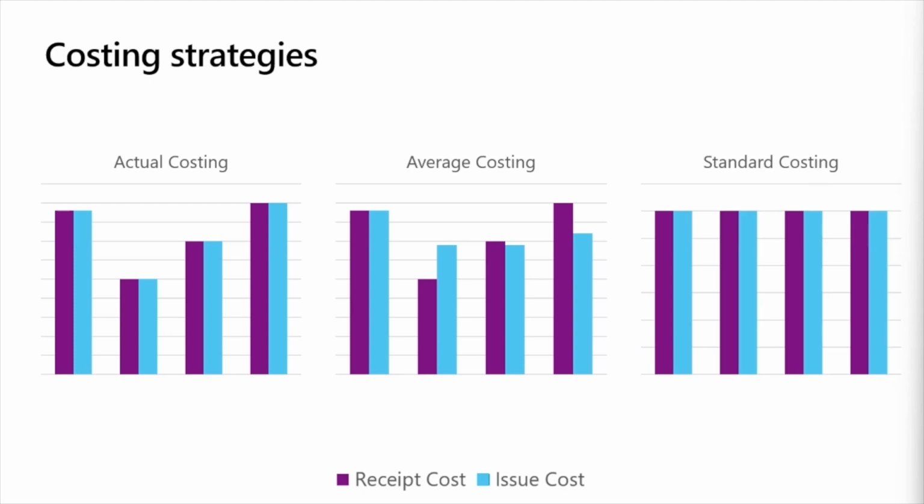The last methodology is standard costing. With this strategy, we assign both the receipt cost and the issue cost based on a predefined amount for that item. The scenario is very commonly used in manufacturing industries or industries where the cost price is normally very stable. Within these 3 methodologies, we have 7 different inventory models we can choose from in Dynamics 365.